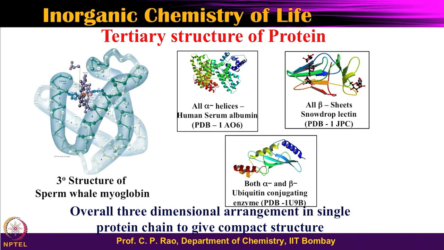Is it that you should have in a protein all alpha helices or only beta sheets? That's not correct. There are proteins where both alpha helices and beta sheets are present too. You can see an example here. This protein has not only alpha helical structures but also beta sheets. This is primarily alpha helical, this is primarily beta sheet, but this one has got both of these too.